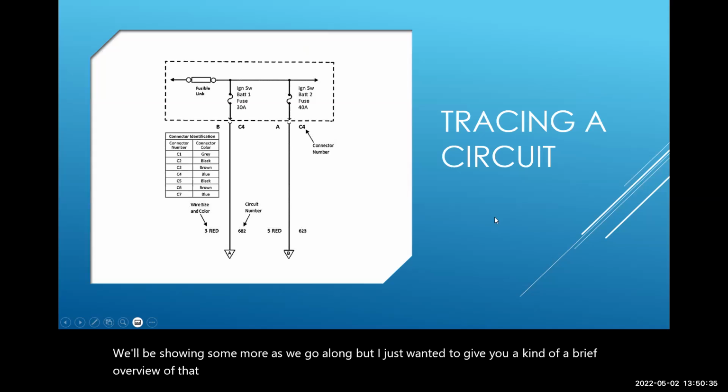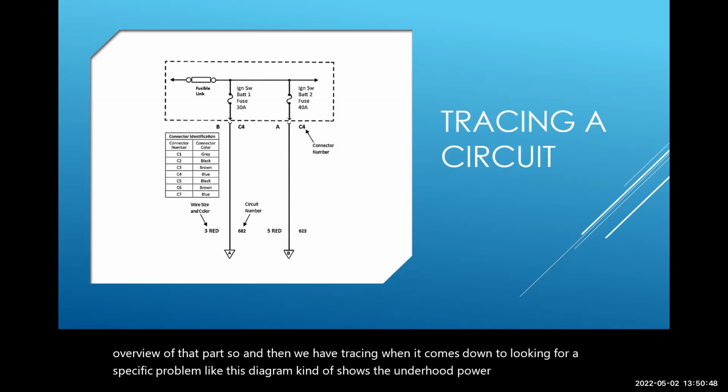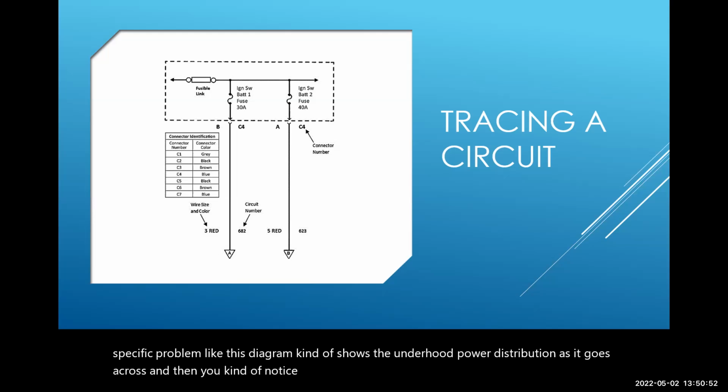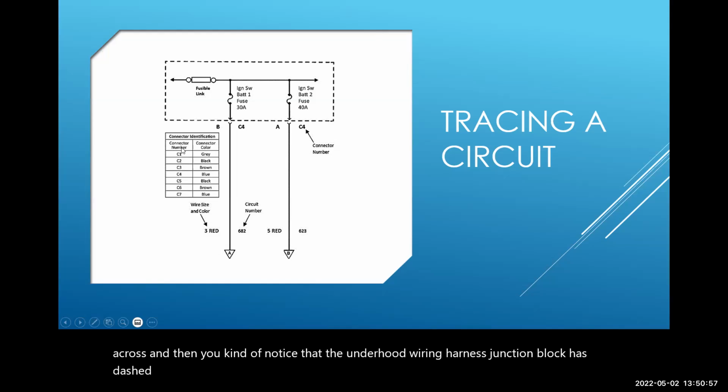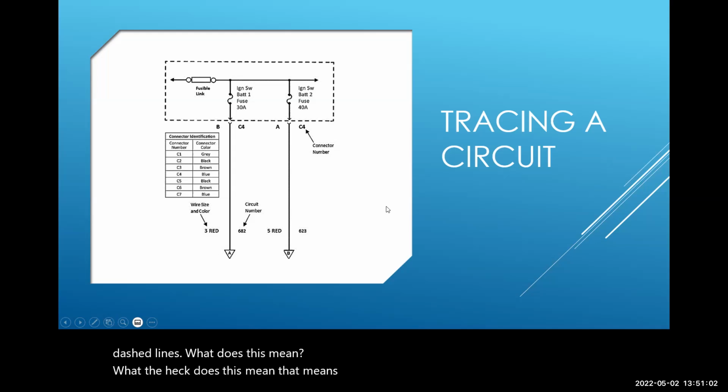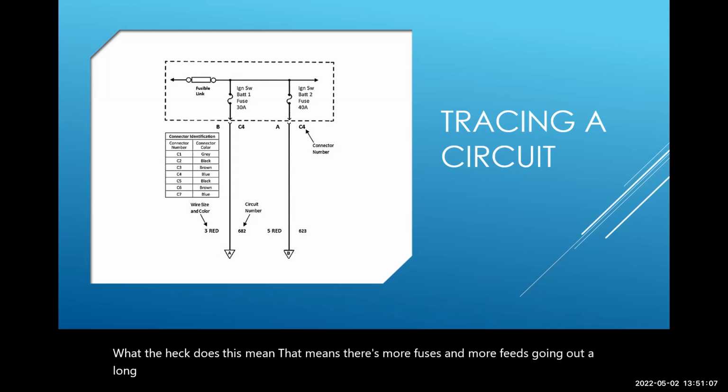And then we have tracing, when it comes down to looking for a specific problem, like this diagram. It kind of shows the underhood power distribution as it goes across. And then you kind of notice that the underhood wiring harness junction block has dashed lines. What does this mean? Well, that means there's more fuses and more feeds going out a long way. So we're just isolating on one section, one little circuit here.